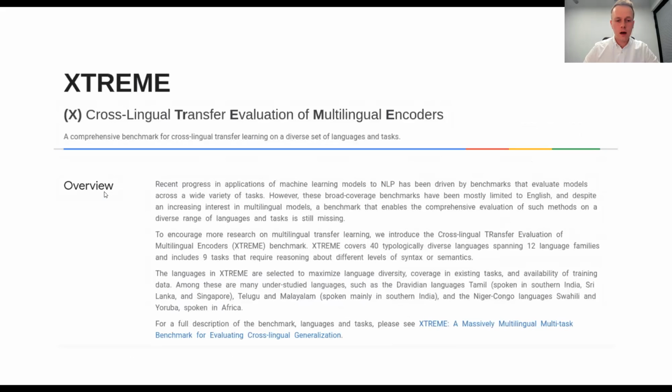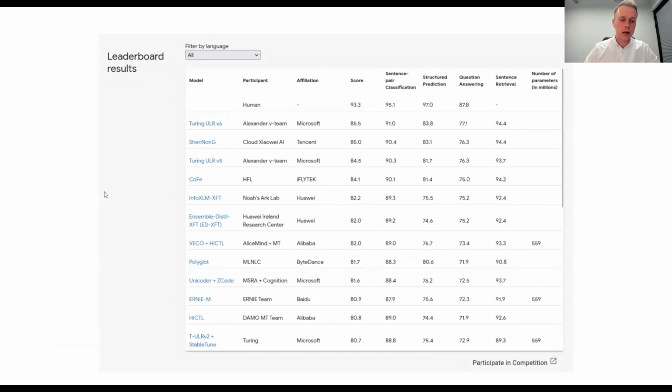But there is one benchmark published by Google that's called Extreme that focuses on cross-lingual transfer evaluation. And basically, that already supports 40 languages from 12 language families. So that's a pretty decent number. And that's also a good place to start to look for some benchmarks. And there is already a list of the models. There is a leaderboard that we can filter by language. So in case you are looking for a specific language, that might be a good place to start.